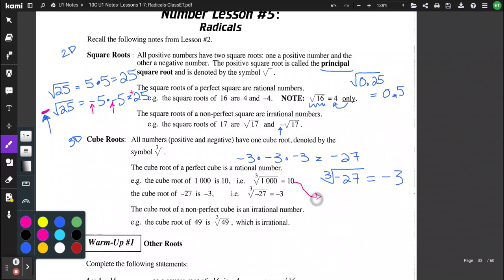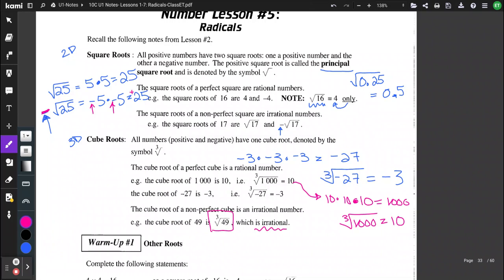In this case, I would have 10 times 10 times 10, and that's going to give me my 1,000. And then if I want the cube root of 1,000, that's going to give me 10. That tells me that the number 10 was multiplied 3 times. Okay, it was multiplied by itself 3 times. All right, then we get non-perfect cubes. So this one is showing us a non-perfect cube. Those will show up as irrational numbers.